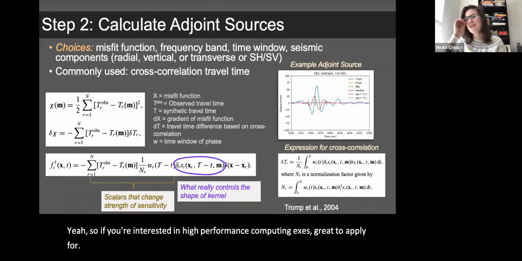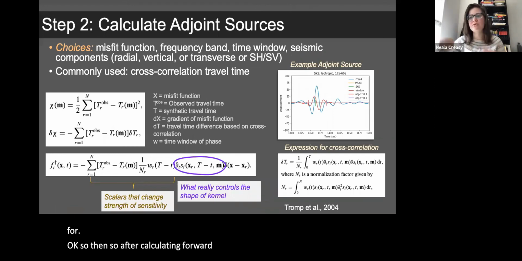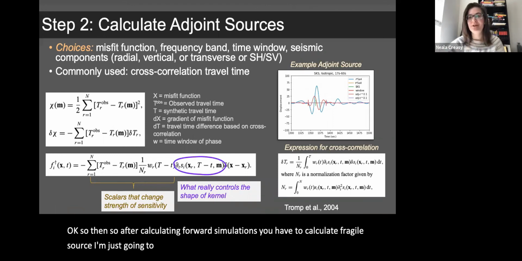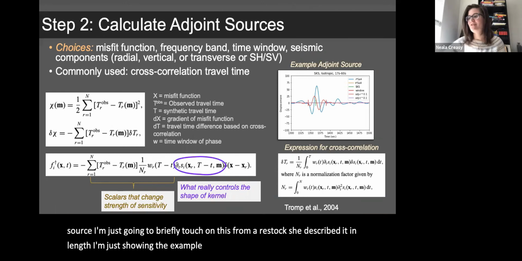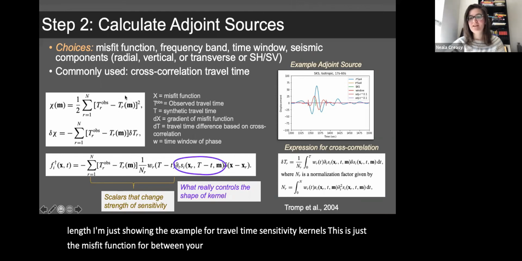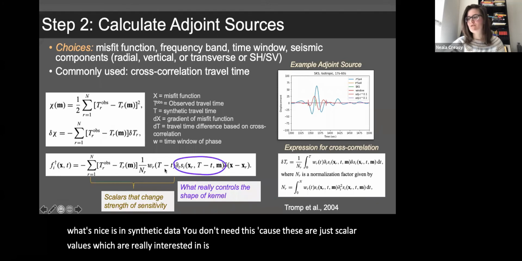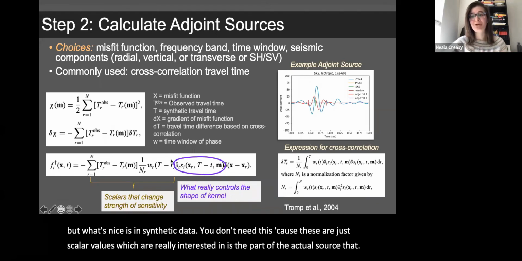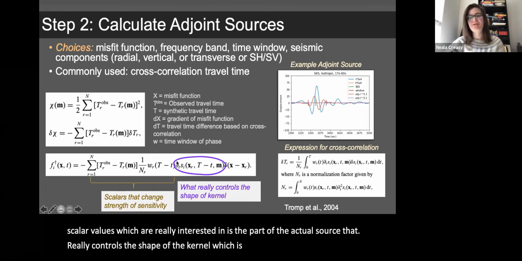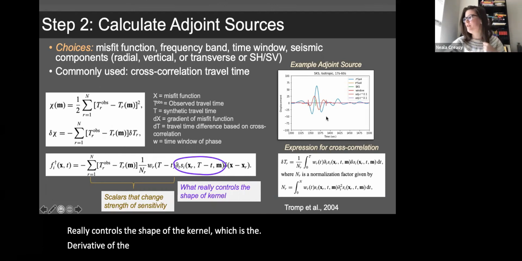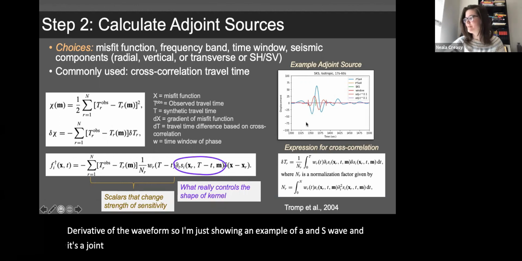Okay, so after calculating your forward simulations, you have to calculate your adjoint source. I'm just going to briefly touch on this, from Ebru's talk. She described it at length. I'm just showing the example for travel time sensitivity kernels. This is just the misfit function between your observed and synthetic travel times. But what's nice is in synthetic data, you don't need this because these are just scalar values. What you're really interested in is the part of the adjoint source that really controls the shape of the kernel, which is the derivative of the waveform. So I'm just showing an example of an SKS wave and its adjoint source, and it looks like its derivative.